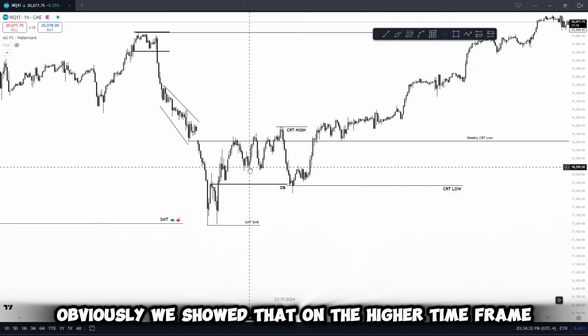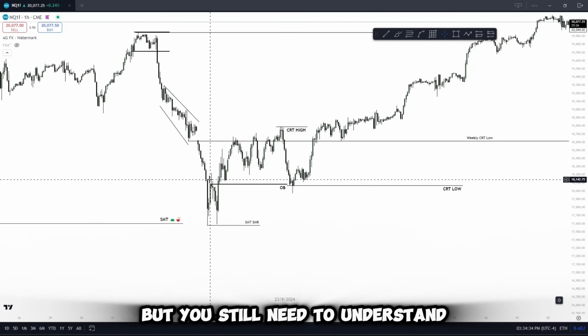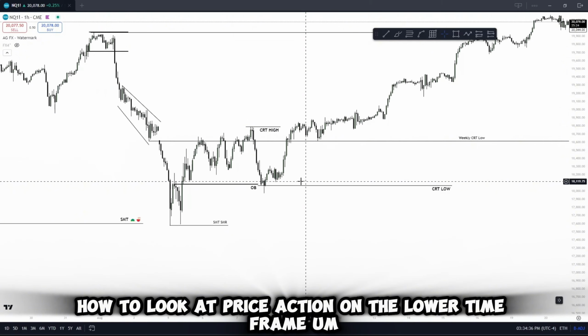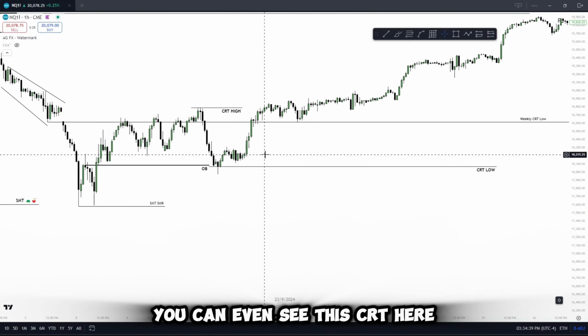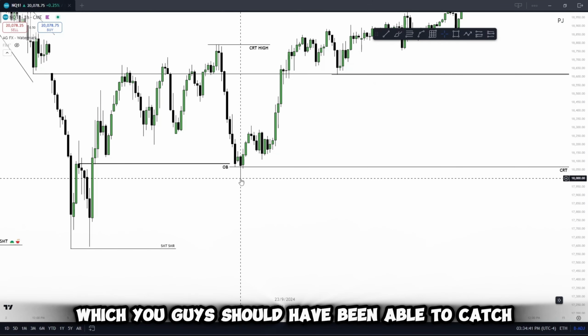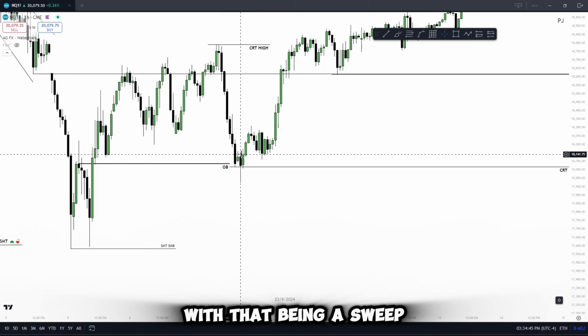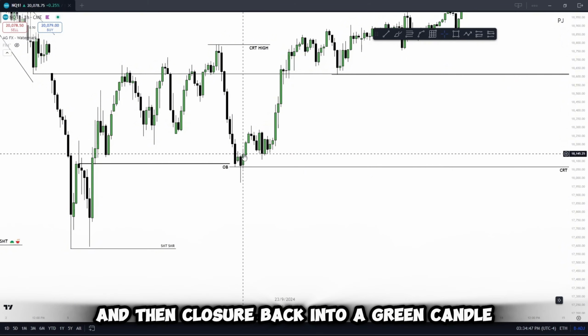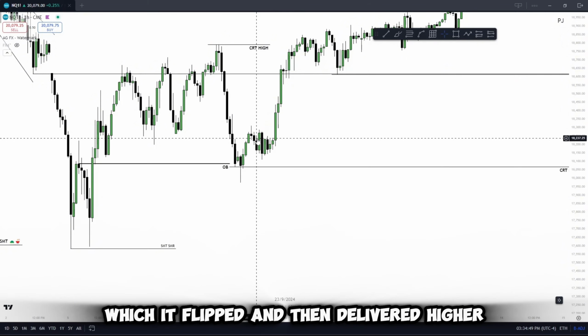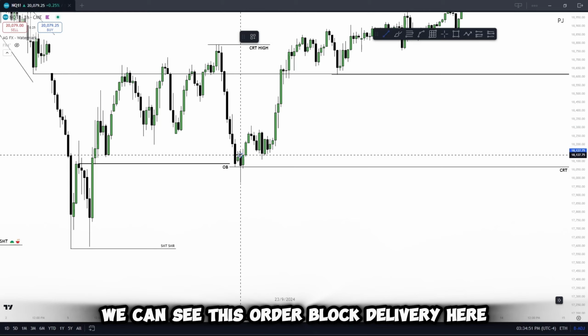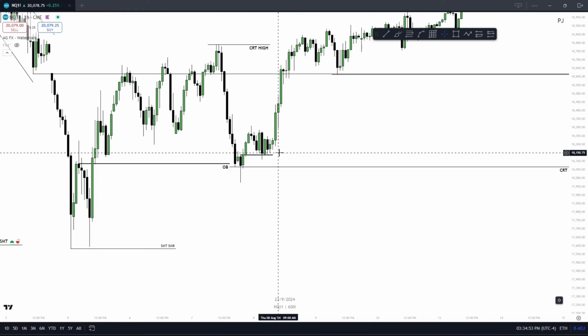Obviously, we showed that on the higher time frame, but you still need to understand how to look at price action on the lower time frame. You can even see this CRT here, which you guys should have been able to catch, as we showed that on the 4-hour as well, with that being a sweep and then closure back into a green candle, which flipped and then delivered higher. And we can see this order block delivery here.